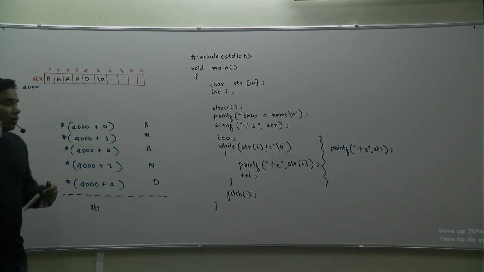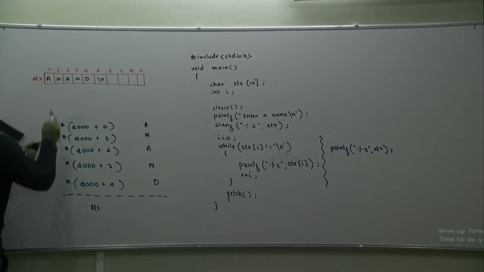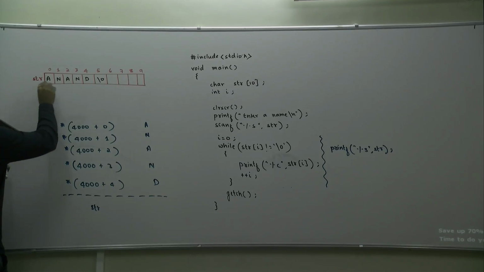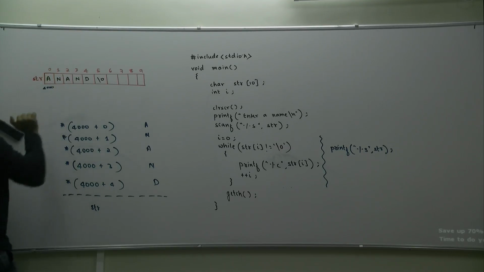Because I am telling you, 4000 represents the starting address. If the address of this first block is 4000, because I had written 4000 here, some of you may get confused. If 4000 is the starting address of the array, that is nothing but str. Remember, str of 0, previously I used to get A, str of 1 is n, str of 2 is A. Only str, if I tell, what will I get? I will get the starting address.